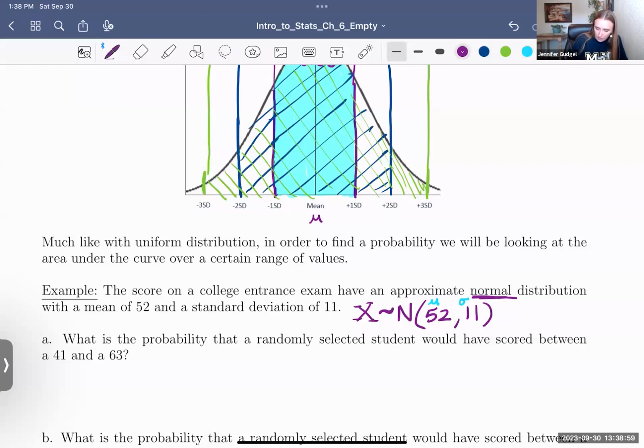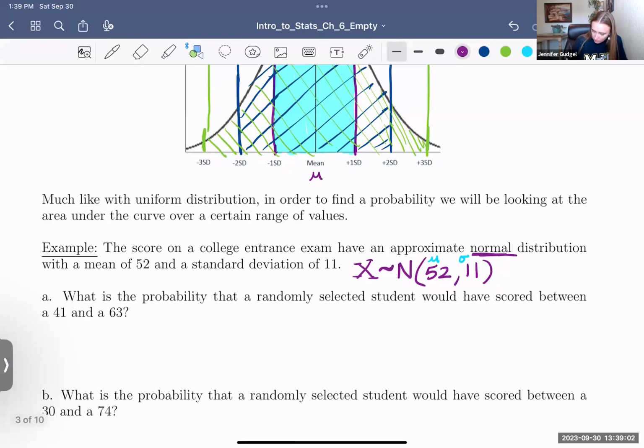52 and 11. So if I was looking at these values, I'll just draw a little normal curve real quick over here on the side. It doesn't need to be perfect. The mean's in the middle, that's 52. We have 1, 2, 3 to the right, 1, 2, 3 to the left. We're adding standard deviations to the right. So 52 plus 11 is 63. 63 plus another 11 is 74, and 74 plus 11 is 85.